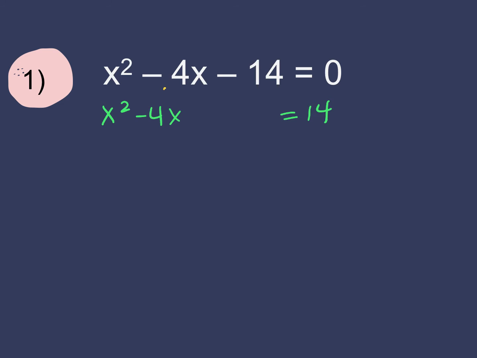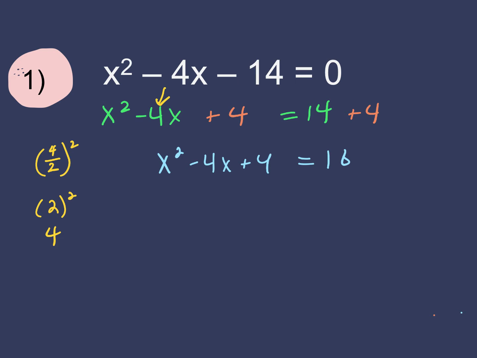Take the b, which is this number here. I'm going to ignore the sign because I end up squaring it, so it will always be positive. I'm just going to take the 4, divide it by 2, and then square it. So 4 divided by 2 is what? 2, and 2 squared is 4. That's what I'm going to add to the left side and the right side of my equation. So I get x squared minus 4x plus 4 equals 18.